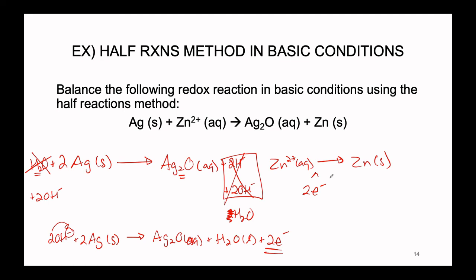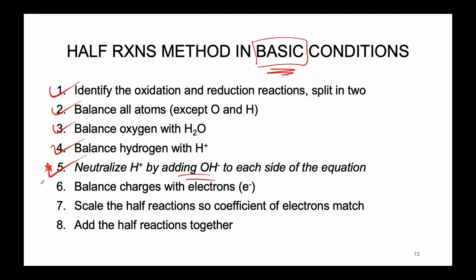Our next step in balancing the redox reaction is to scale the electrons to make sure that they are of equivalent number. They already are, right? We have 2 electrons present that are being produced from the oxidation reaction, and we have 2 electrons that are being gained in the reduction reaction. So we don't actually have to do this step. We can totally skip it. There is no scaling that we have to do since it is already done. Our last step then is adding the half reactions together, and we can call this reaction balanced.